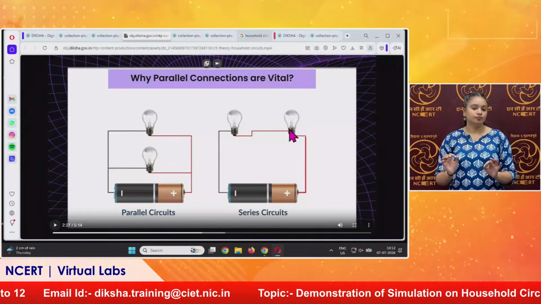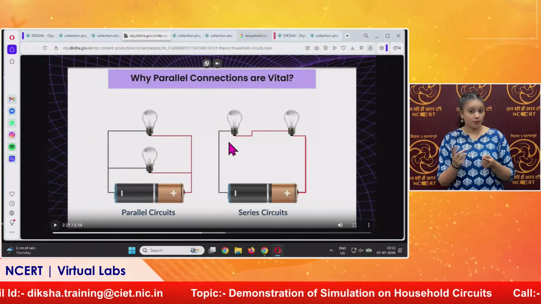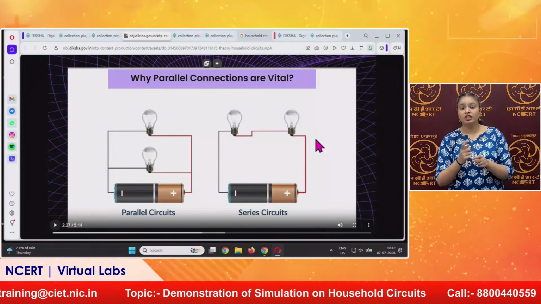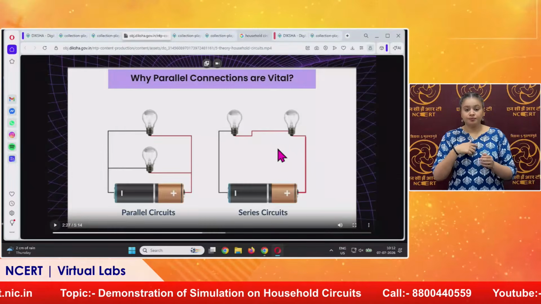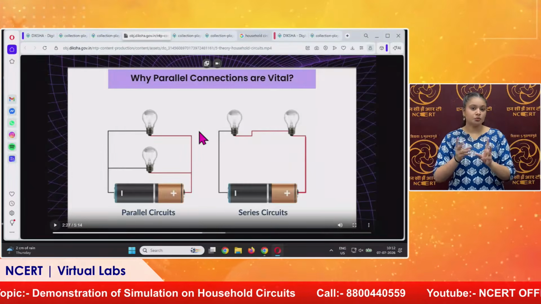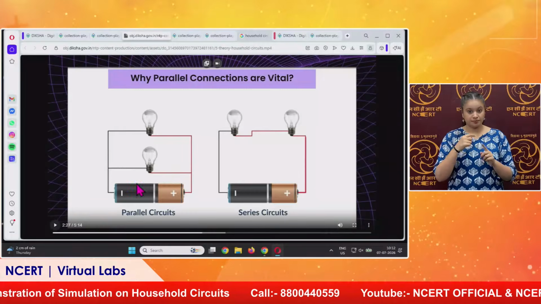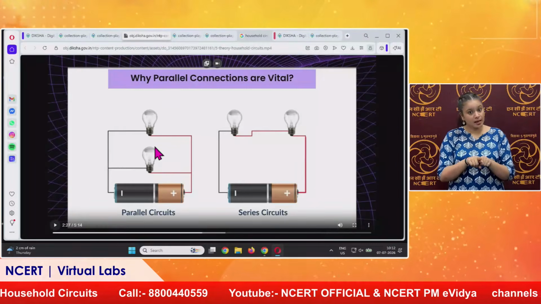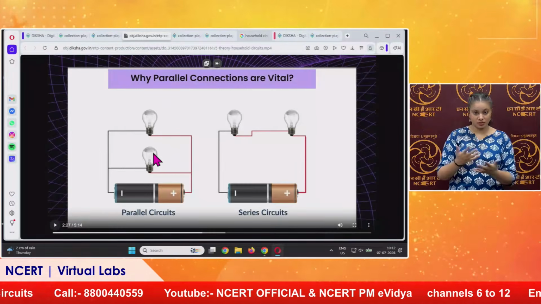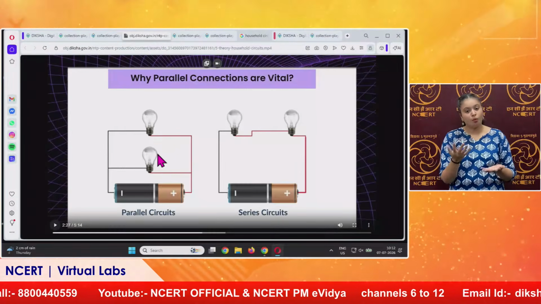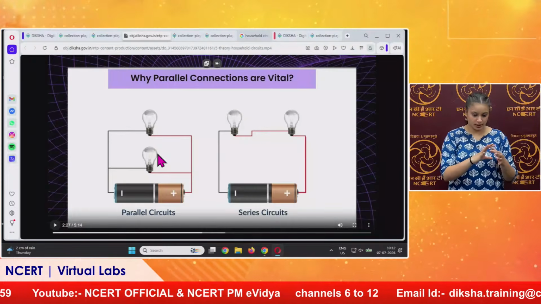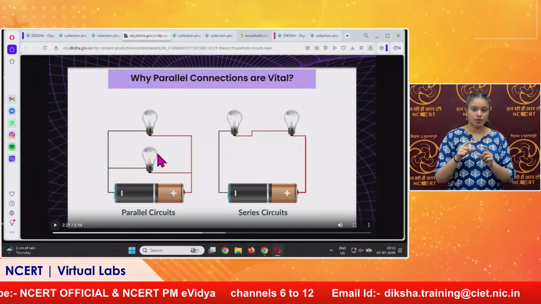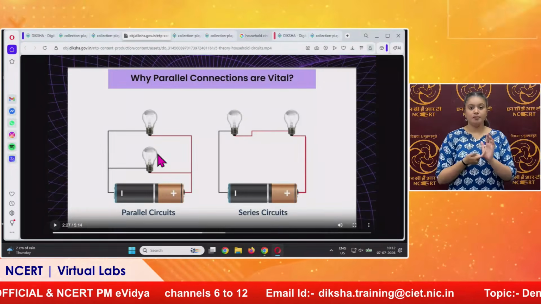And in this case the voltage is also divided into 2 parts, so it will be difficult to operate the appliances. But in the case of a parallel connection, the voltage is the same for both appliances. Suppose 2 fans, or any 2 appliances, are connected. All the appliances can be connected in parallel at the same time with the same voltage.